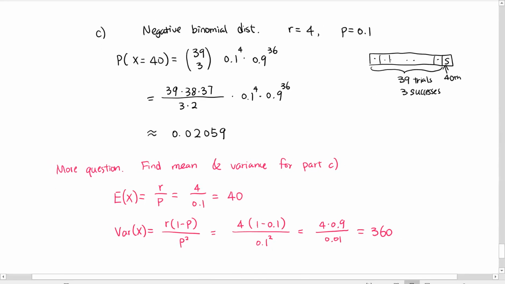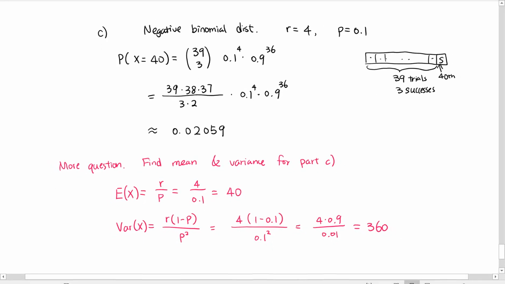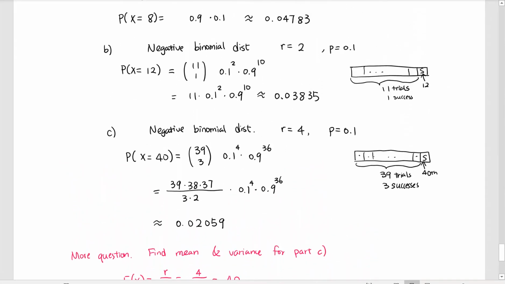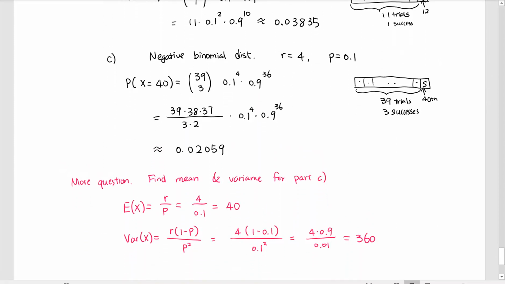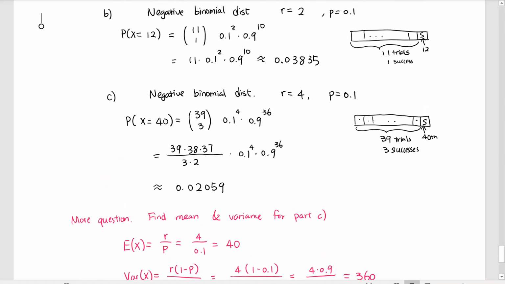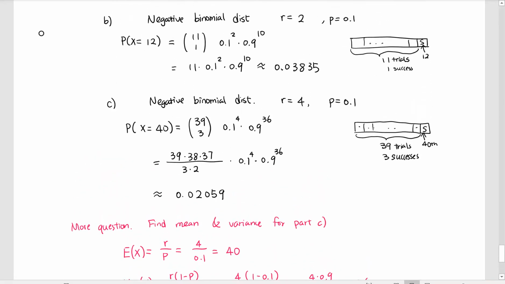But if I ask you to find the mean and variance for part B, then your R will change. For part B, the R is 2. So your mean and variance actually depend on the two parameters, R and P. For a problem, the probability of success is usually fixed. That's 0.1 in this example. But the number of successes might vary in different parts of the problem. Like in part B, our number of successes is 2. In part C, the number of successes is 4. So you have to read the problem carefully.